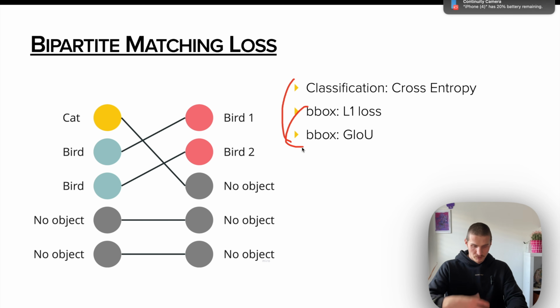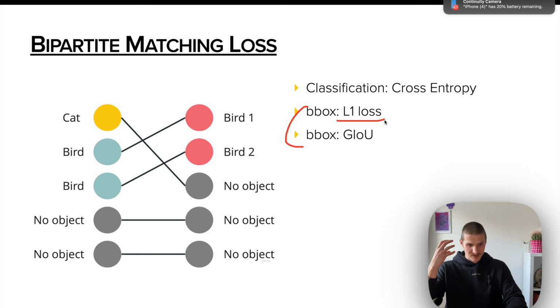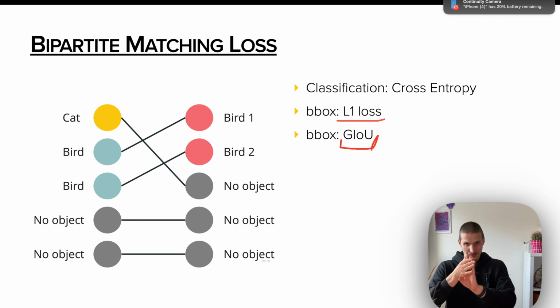And then there are two terms for bounding boxes. L1 loss, which basically just measures the distance between the predicted 4 points for the bounding box and the ground truth 4 points. And then GIoU, which stands for generalized intersection over union. This is just a differentiable alternative for IoU, which is the measure of overlap between the boxes.